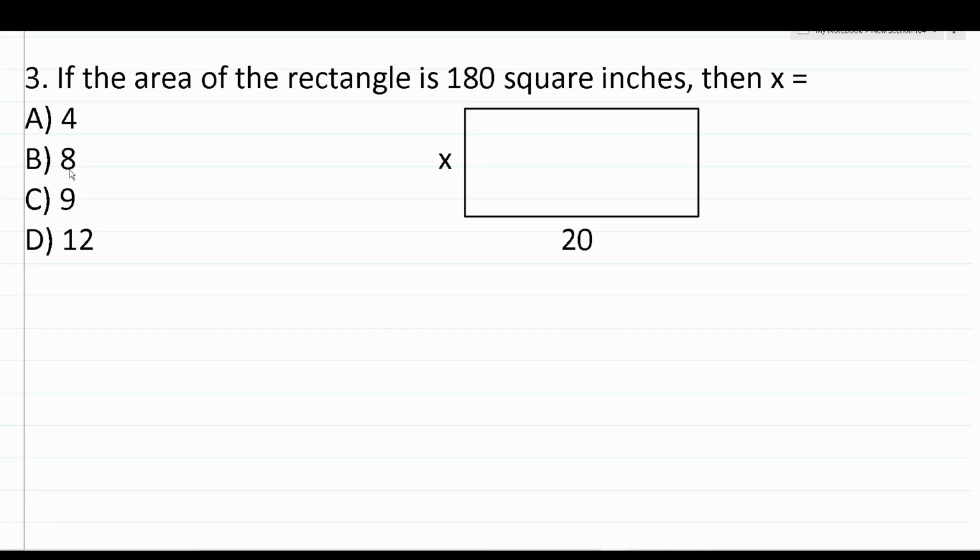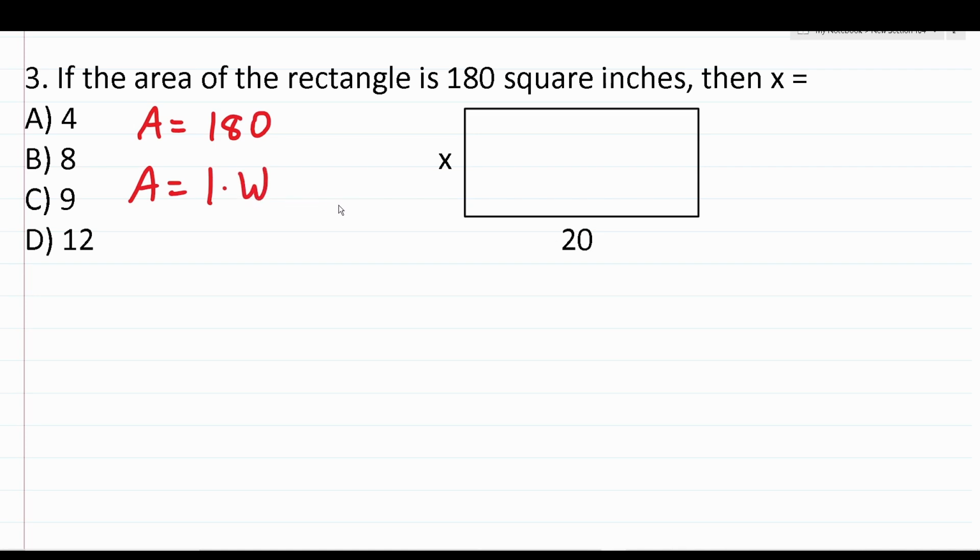Number 3 here says, if the area of a rectangle is 180 square inches, then x equals. So for this problem, we were told that the area of our rectangle is 180 square inches. And since we're dealing with the area of a rectangle, I'm going to quickly write down that formula. To find the area of a rectangle, it's simply length times width.